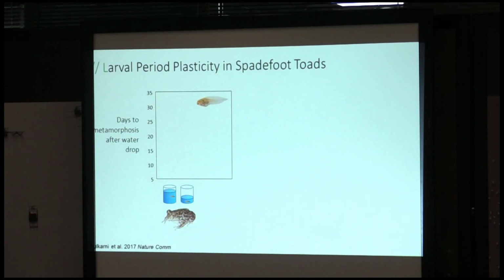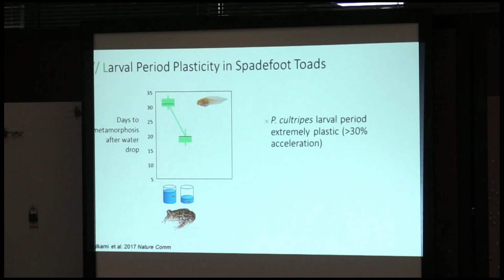Not only are these two species different in their absolute larval period, but also in their plasticity in the larval period. So if we can take these tadpoles, we can rear them in standardized conditions, which we do here in the climatic chambers, and we can simulate pond drying by dropping the water level on a subset of these. And what we see in Pelobates is that they actually reduce the larval period in response to the stimulus. So they show a good 30% acceleration in their larval development.